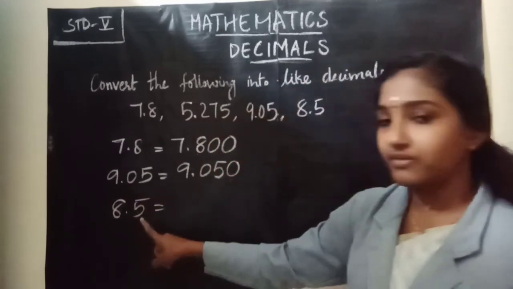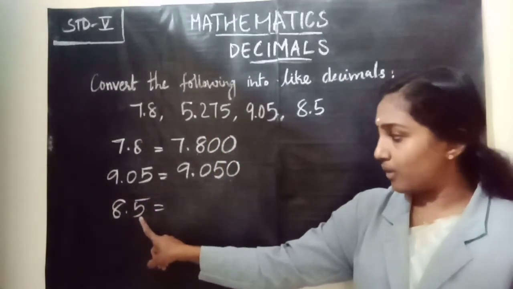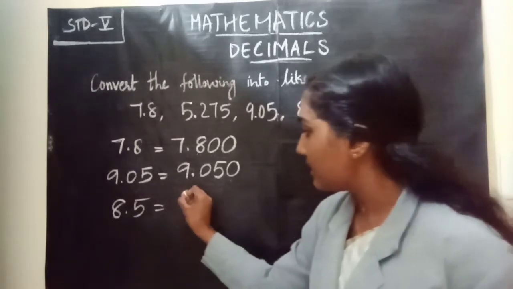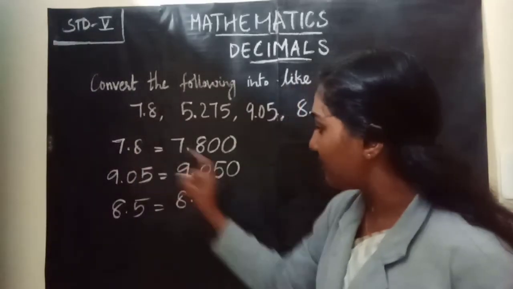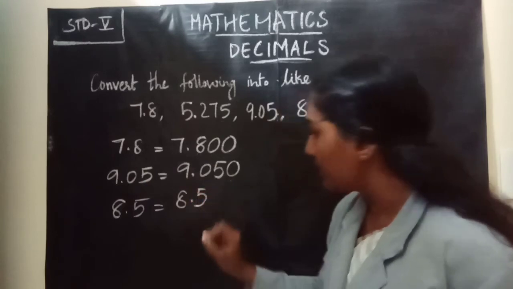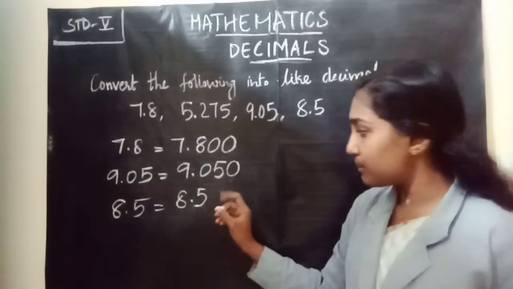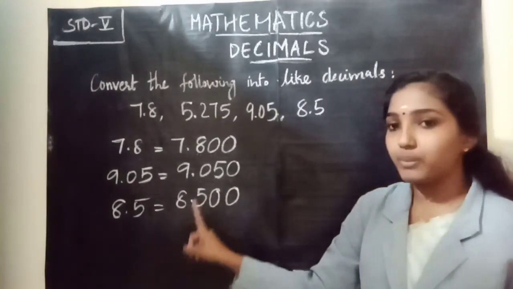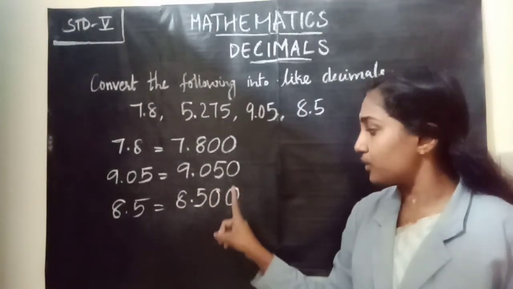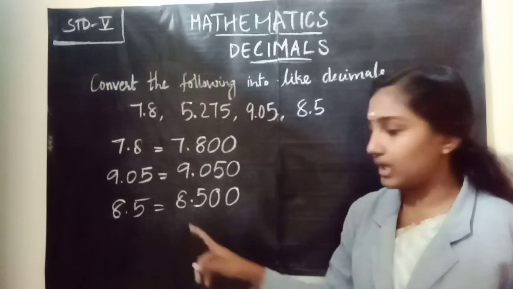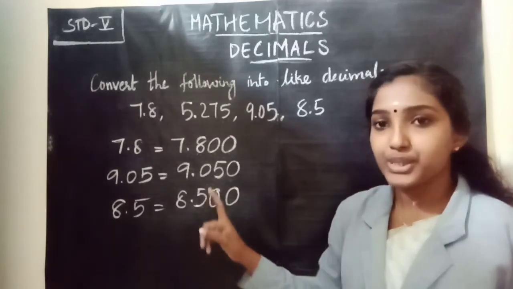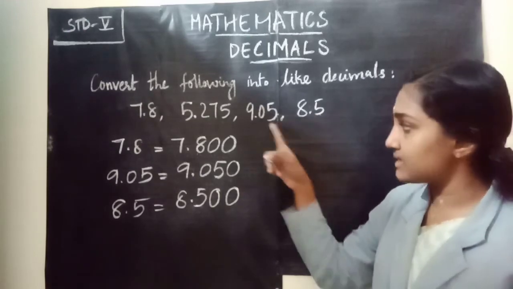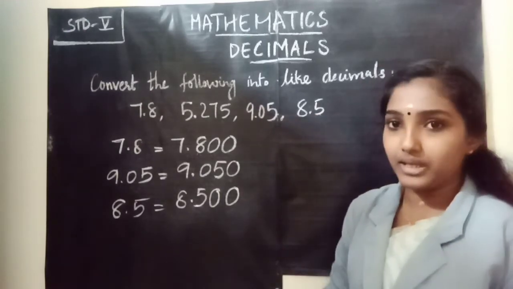Next, 8.5. 8.5 has only one decimal place. We need two more decimal places. In the same way as we did with 7.8, here we already have one decimal place, so we need two more decimal places. So it is 8.500. Okay, 8.500. So now all these numbers have three decimal places.